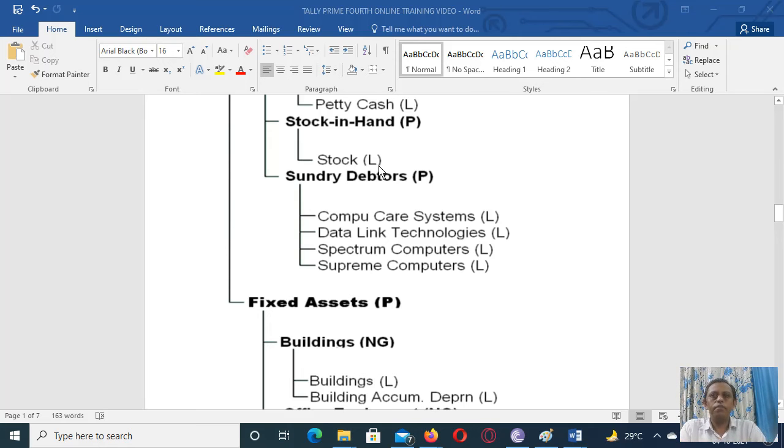Here it is a tricky one. Here the stock is already given in Tally Prime. So while creating this, someone might get an error that it already exists. So what you have to do is take that existing one into use. You have to use that present one in stock. If it is not present, you can create the stock under stock in hand, and then we can create sundry debtors, that is CompuCare System, Data Link Technologies, Spectrum Computers, and Supreme Computers. These are our sundry debtors through which we will be getting our money.